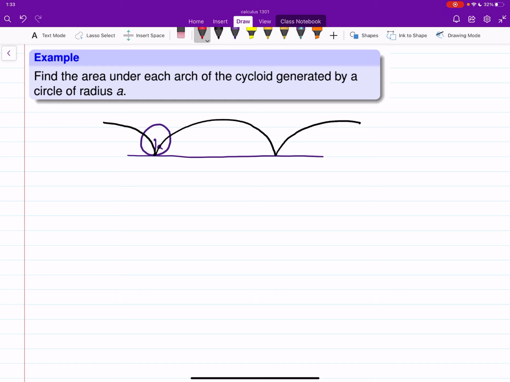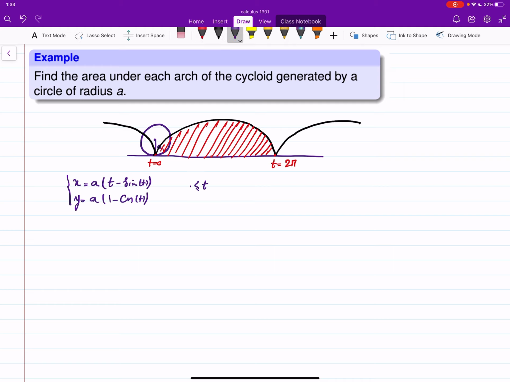And you see that the question is asking for the area under each arch here, and we have to start calculating that. We know that for cycloid we have parametric equations. X is equal to a times t minus sine t, and y is a times 1 minus cosine t. And the values of t here will be t at 0 will give us the first point, and t at 2 pi gives us the end point of that arch. So here we are dealing with values of 0 and 2 pi.